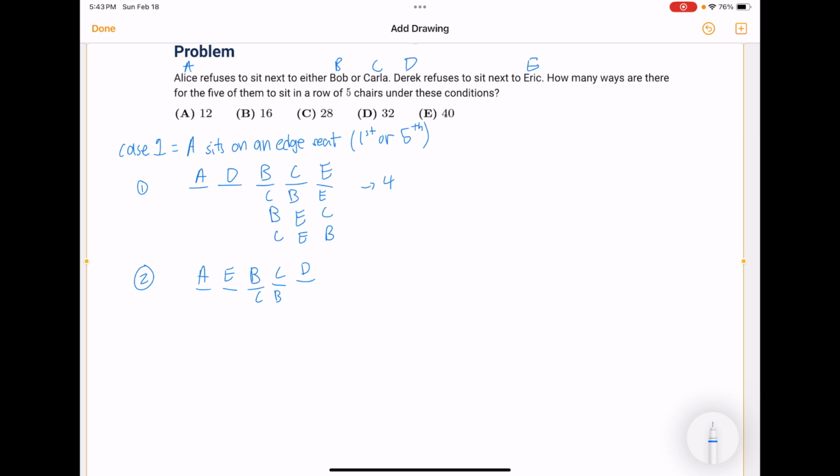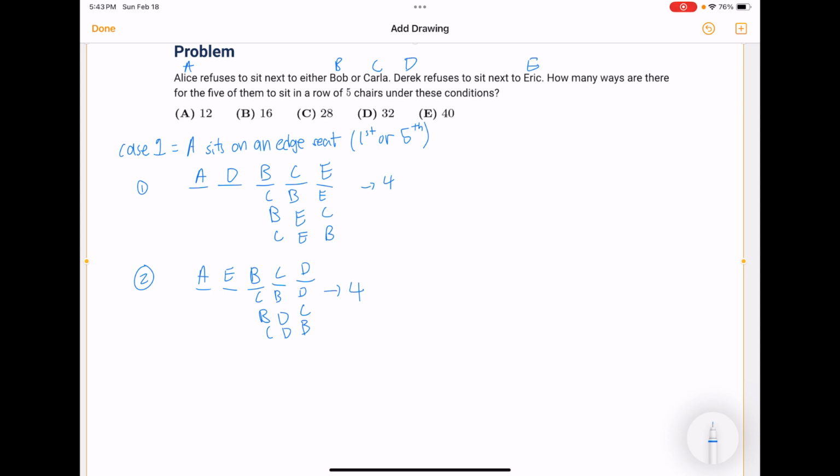D can also be in the 4th chair, and then B and C would fall into the 3rd and last chair. This gives us another 4 arrangements. This sums up the 2 scenarios for when A is in the first chair.